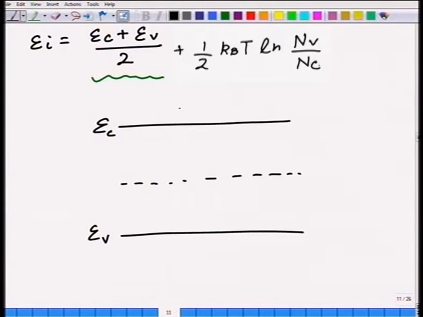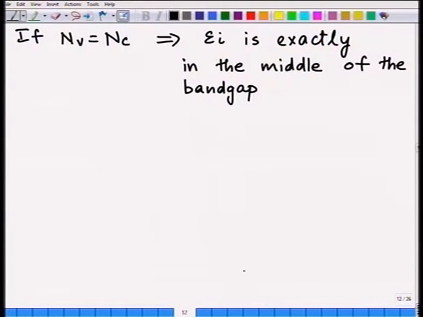This is EI in that case. The dotted line, which I am showing you here, is exactly in the middle of the band gap. All right, but recall what NC and NV were.